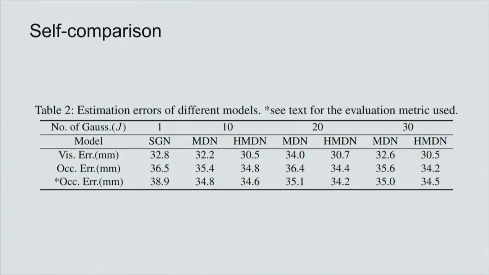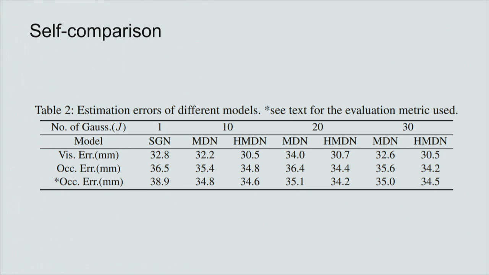To compare these variations, we draw one sample and then compare the sample to the pose label. The average error for the visible joints and the occluded joints is listed here. We can see that for different numbers of Gaussian components, HMDN consistently improves on the SGN or MDN.